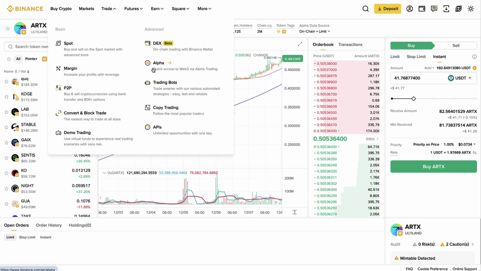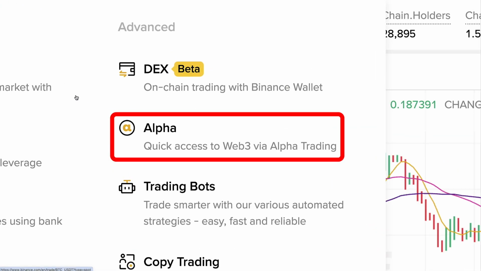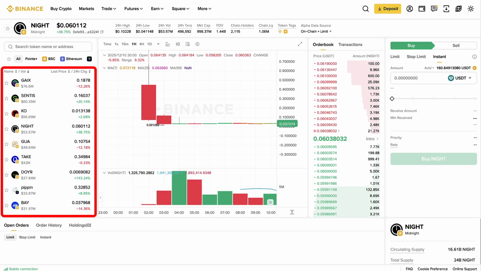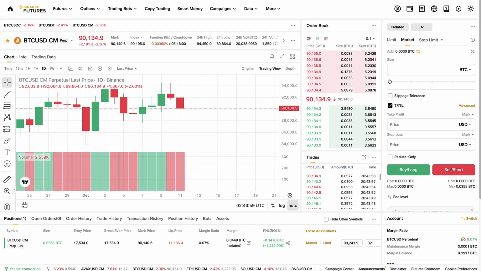And now you might be asking, but how does this differ from spot and futures trading? Why trade on Alpha in the first place and why not just focus on Binance Spot? The reason is that many of these coins are not yet listed on Binance Spot or futures markets.